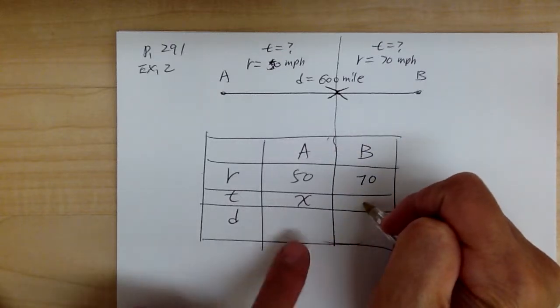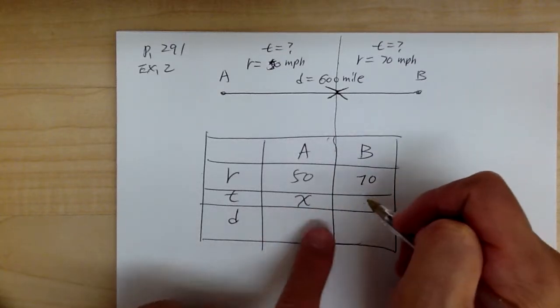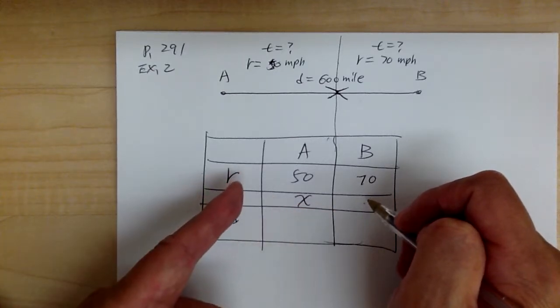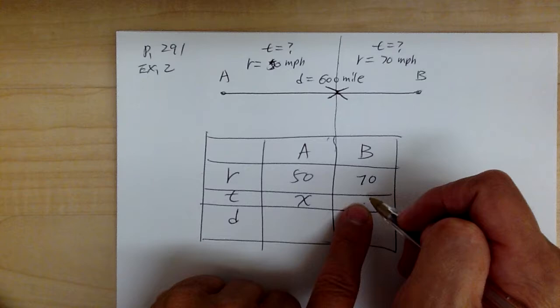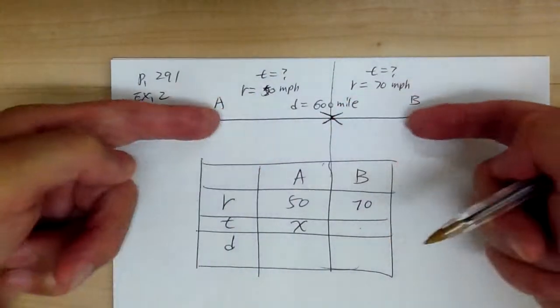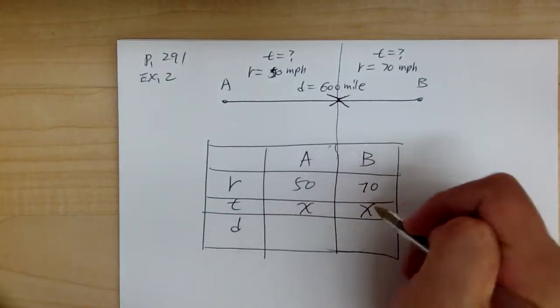Then again, you have to ask yourself, are they the same or different? If they're the same, use the same letter. If they're different, use different letters. If they're different, use x and y. But in this case, they start at the same place, same time, so they go toward each other. When they meet, they would be the same time. So it would be the same letter.